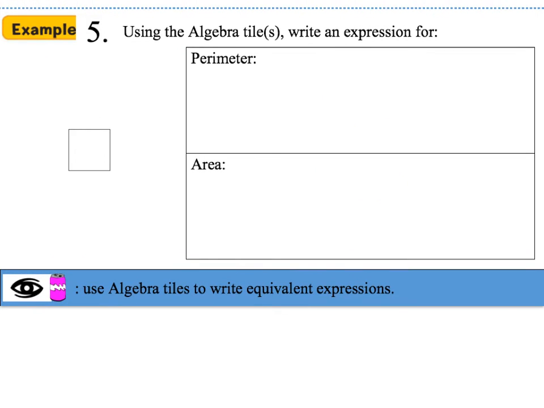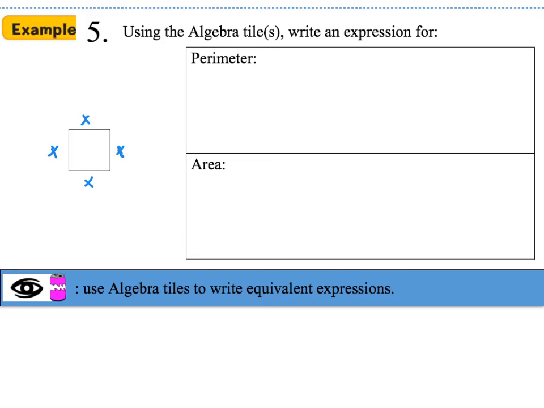Example 5 says using the algebra tile, write an expression for this tile. This tile is a variable to the second power tile. So it's one of the larger squares. We don't know how long one side of the square is, so we can call something that we don't know a variable. So I'm going to call this side x. But if this is a square, then all the sides have to be equal to x, because a perfect square has equal sides.